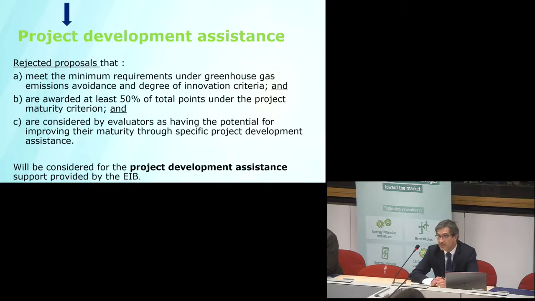But of the projects that will be rejected, those that meet the minimum requirements under the greenhouse gas emissions avoidance and degree of innovation, and will be awarded at least 50% under the maturity criterion, and the evaluators deem the project sufficiently mature so that it can improve further with the project development assistance, will be considered for the project development assistance provision. We will have up to 40 projects long listed, and after consultation with the European Investment Bank, there will be up to 20 project development assistance projects awarded and provided this assistance by the European Investment Bank.